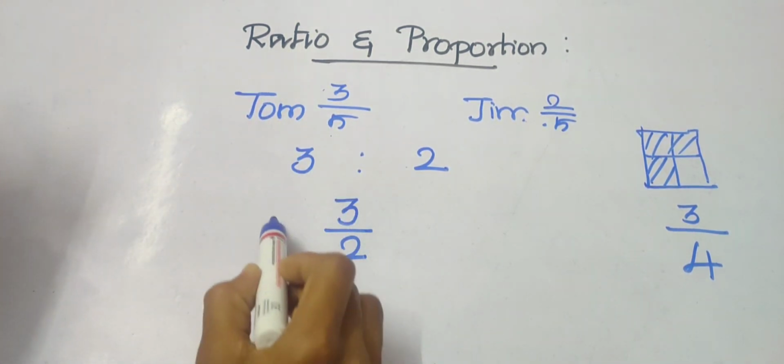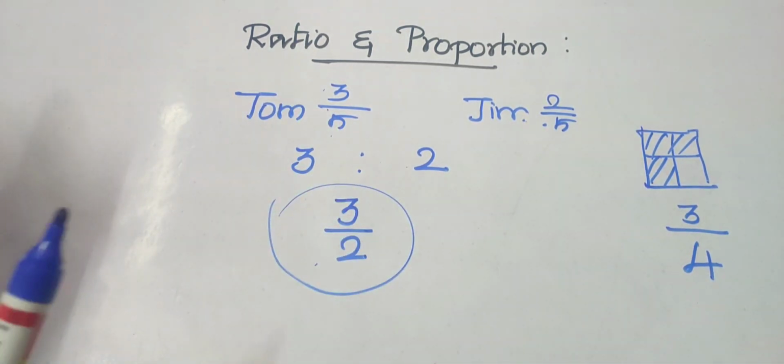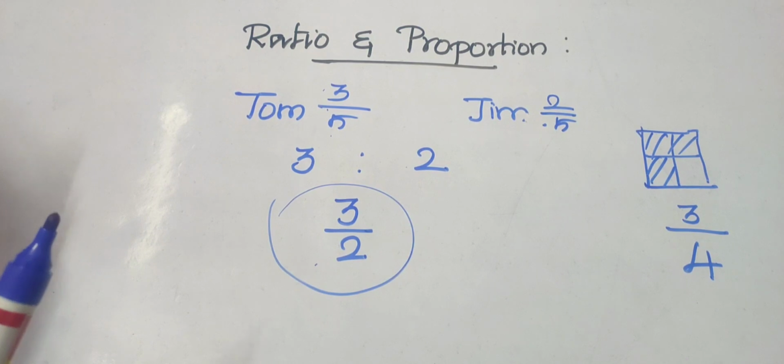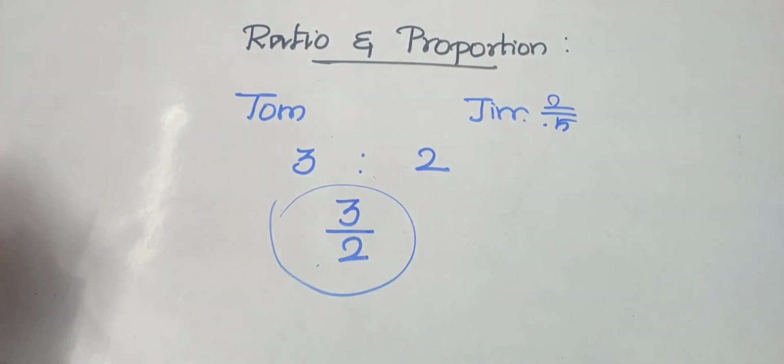So it is a ratio, right? It is a ratio. It looks the same as a fraction, but it is not a fraction. Okay, children? So now we are going to learn clearly about this ratio and proportion. Okay, ratio and proportion. Okay, children?